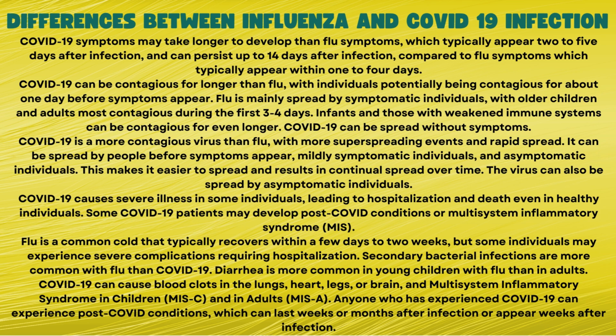Flu is a common cold that typically recovers within a few days to 2 weeks, but some individuals may experience severe complications requiring hospitalization. Secondary bacterial infections are more common with flu than COVID-19. Diarrhea is more common in young children with flu than in adults. COVID-19 can cause blood clots in the lungs, heart, legs, or brain, and multisystem inflammatory syndrome in children, MIS-C, and in adults, MIS-A. Anyone who has experienced COVID-19 can experience post-COVID conditions, which can last weeks or months after infection or appear weeks after infection.